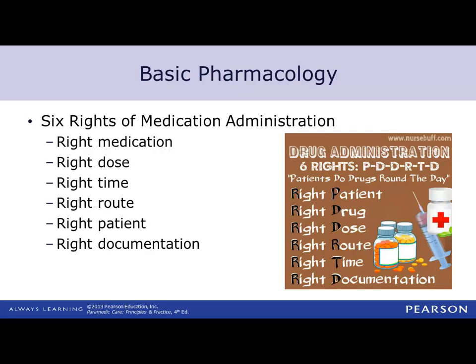He already has issues with electrolyte imbalances, so I had the right indication, but upon further history, I don't have indications. I've got contraindications now. All right? You've always got to get a good history, get a good assessment on your patients with these drugs. Now, I found this. Patients do drugs round the day. This may be something that helps you with your rights of medication. Patients do drugs round the day. The right patient, the right drug, the right dose, route, time, and documentation.